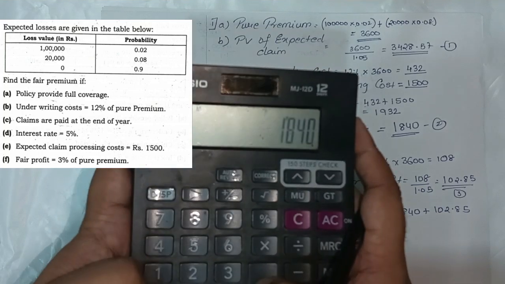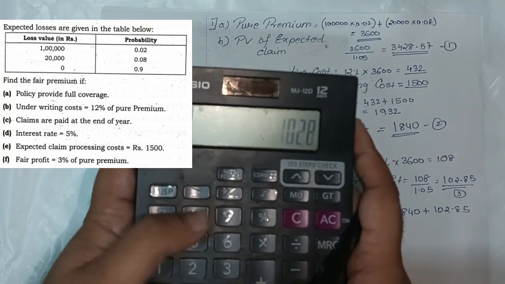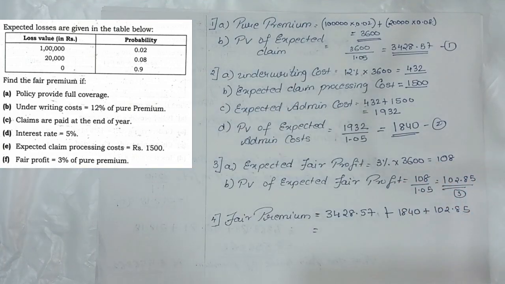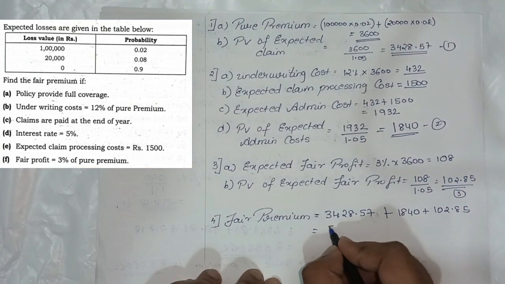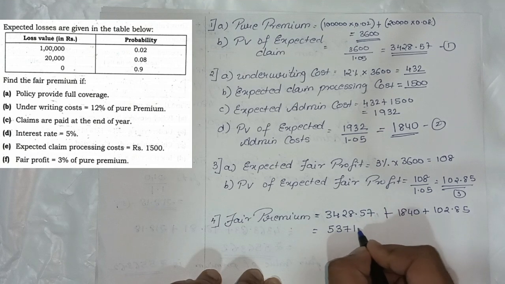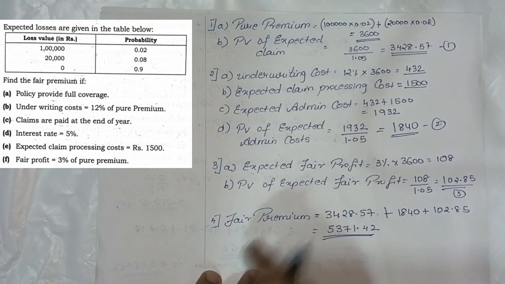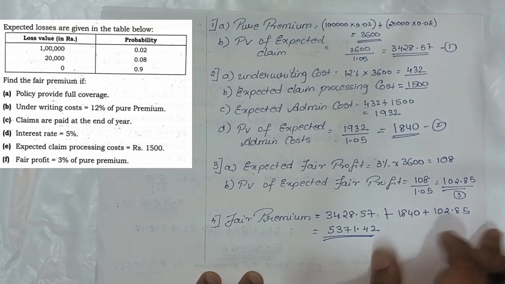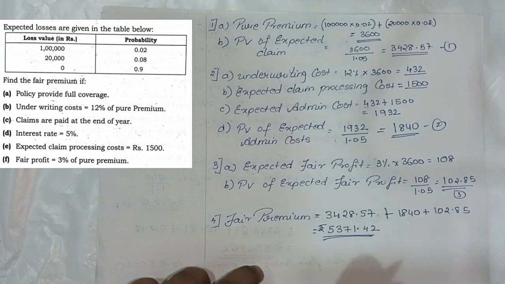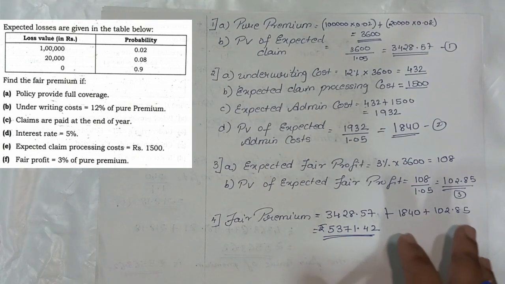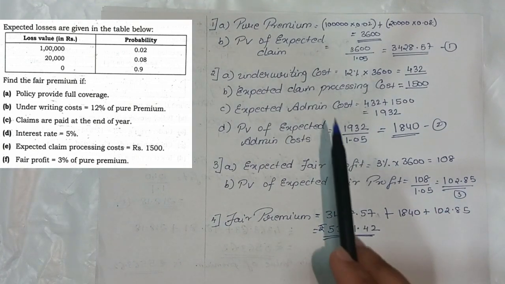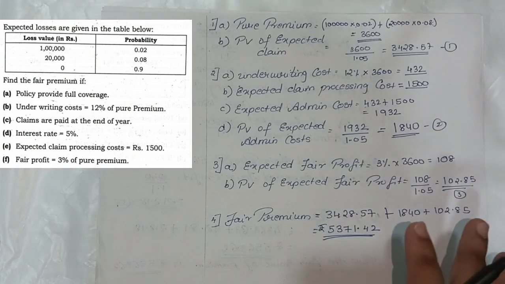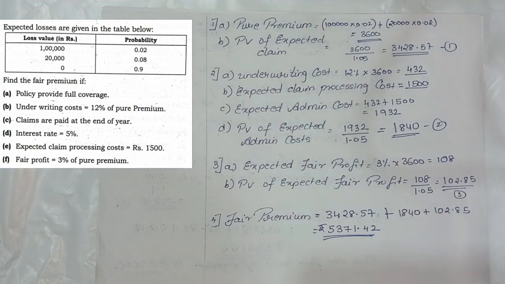3,428.57 plus 1,840 plus 102.85. When you add up, we get 5,371.42. Okay, and then you can write, thus the fair premium value is 5,371.42 rupees. So this was the second sum. I hope everyone has understood how to solve it. Same procedure, same format. I'll give you all a minute to absorb this entire sum, and then we will start with the next sum.